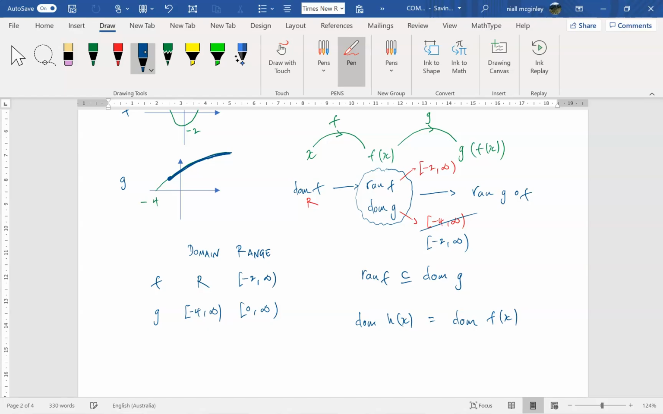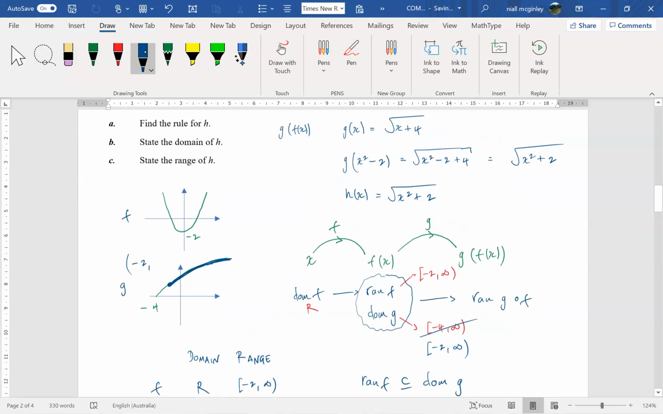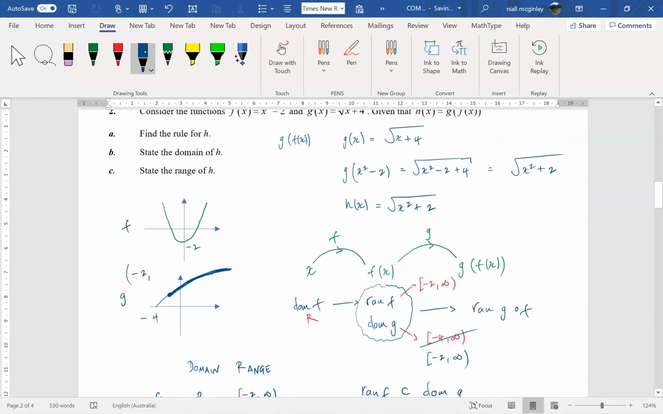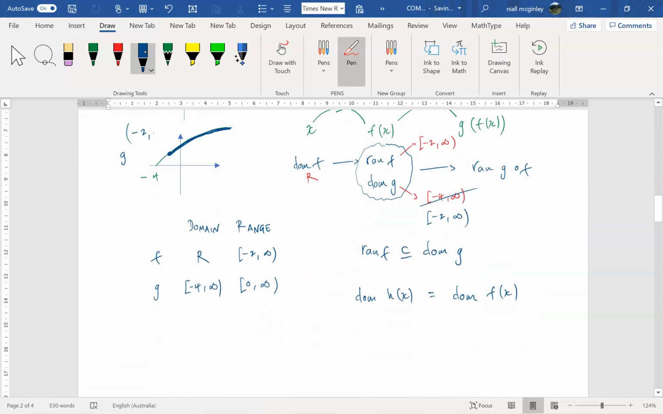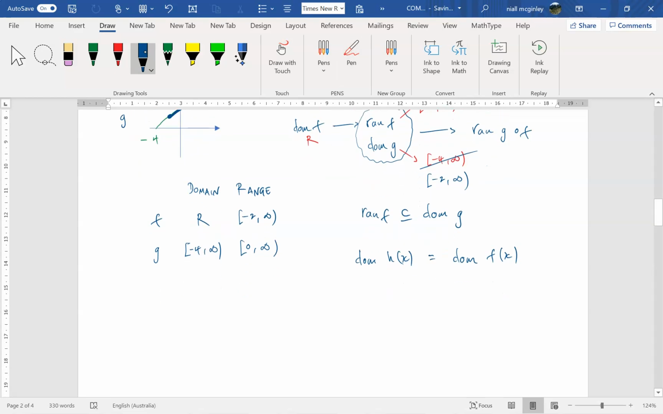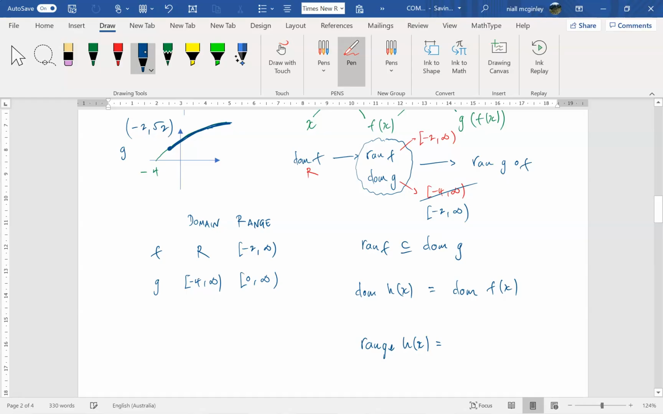So here, this value is going to be -2. And then if I sub -2 into g, which g is there, so it's going to be the square root of -2 plus 4. So that's going to be √2. So now we can use this to find out what the range of the composite function is going to be. So that means that the range of h of x is just going to be this part here. So it's going to be from √2 and going up to infinity.